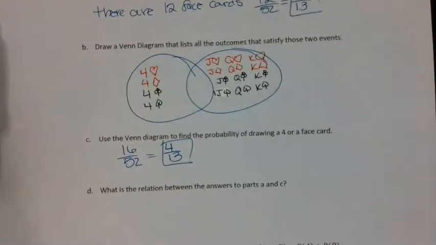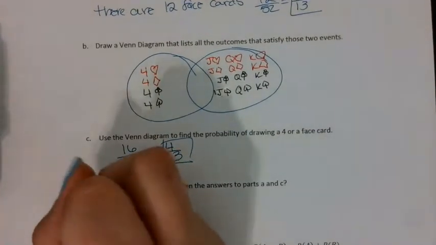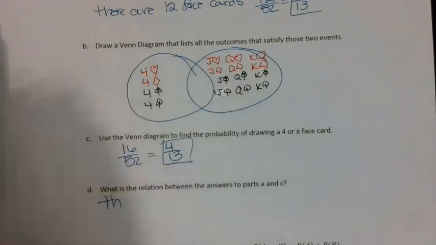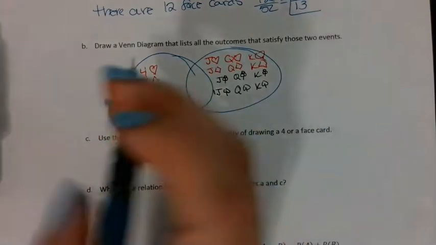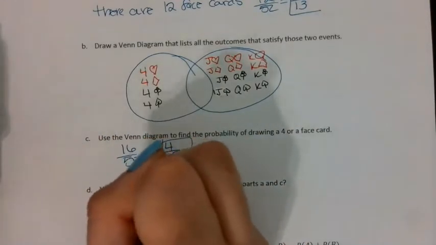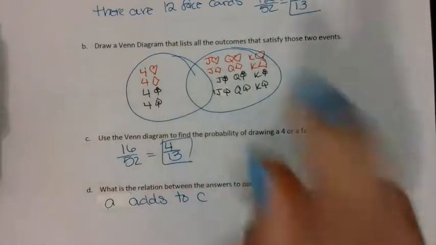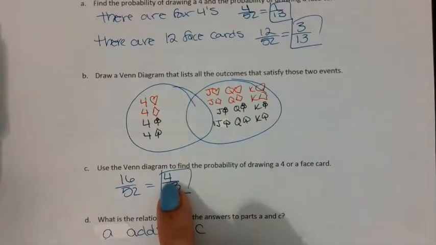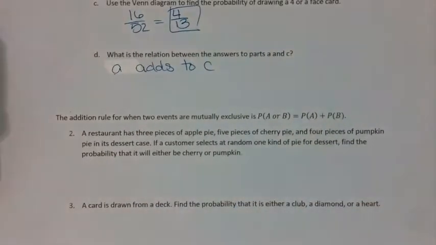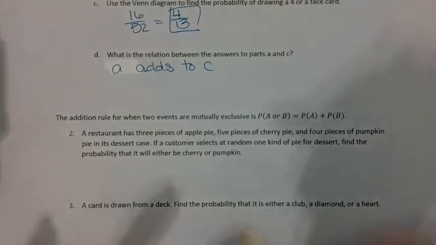Okay. So if I look at my parts A and C, what's the relationship? I wanted to say A adds to C. So notice 1 over 13 plus 3 over 13 adds to 4 13ths. Okay. When two events are mutually exclusive, you just add them together.